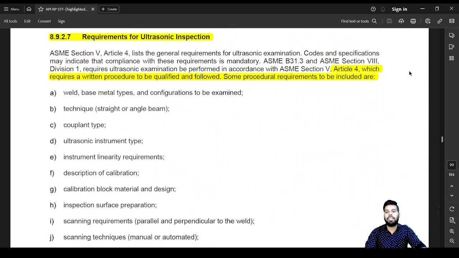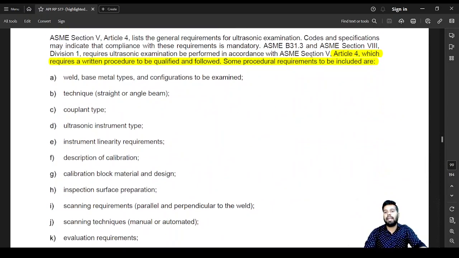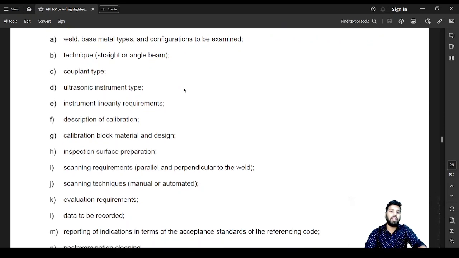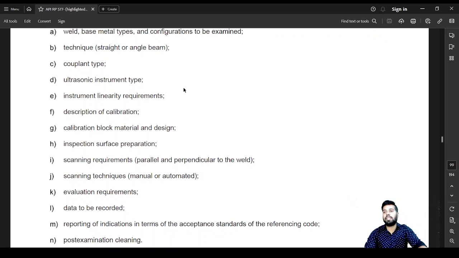So these are the requirements given for ultrasonic examination in ASME Section 5, Article 4. These are the elements required for the written procedure, to be qualified and followed. Some procedure requirements are included here: weld and base metal types and configuration to be examined. These are the things that are to be documented while you are doing examination.